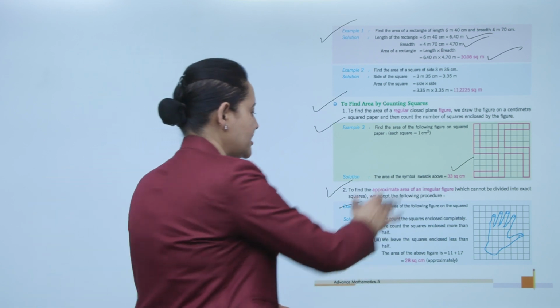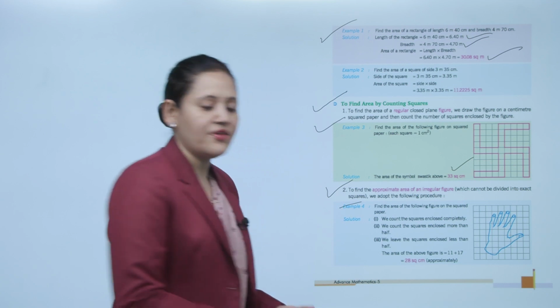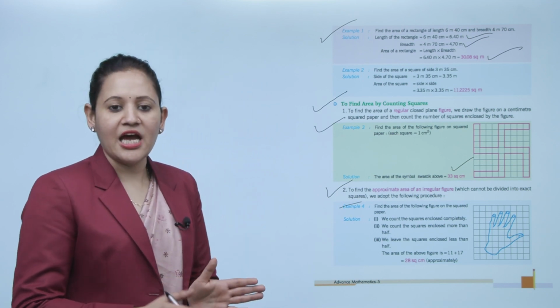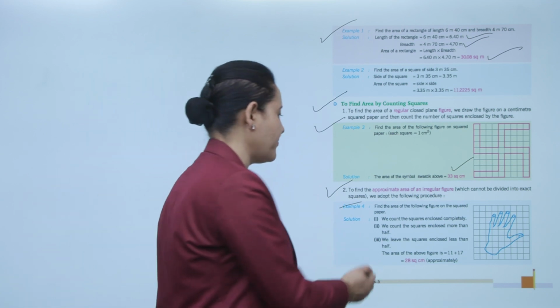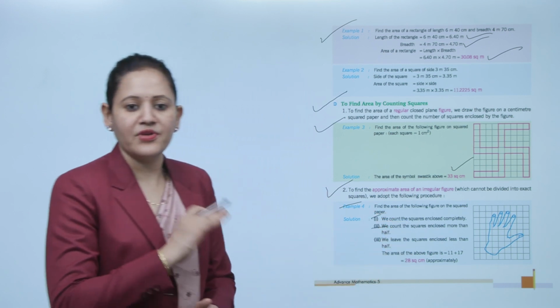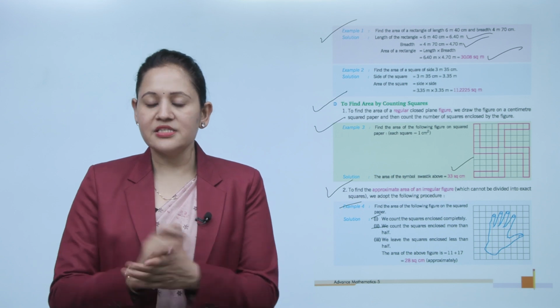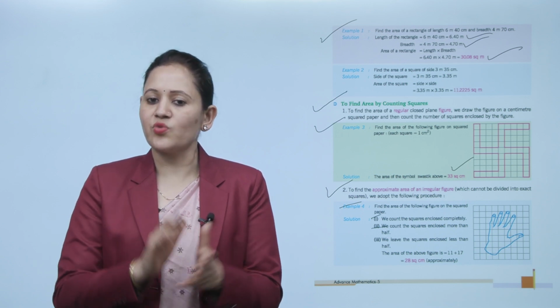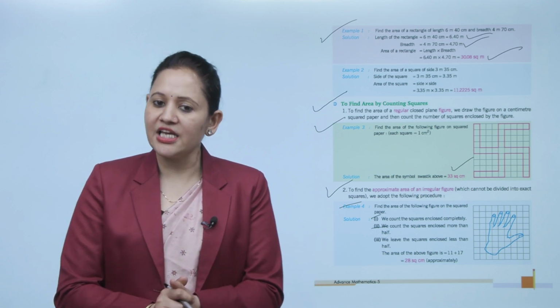So in this case, what we'll do? We will count the complete squares and the squares which are more than half, and those which are less than half we will leave. This is how we will count the area. Square count करेंगे and we will find the area.